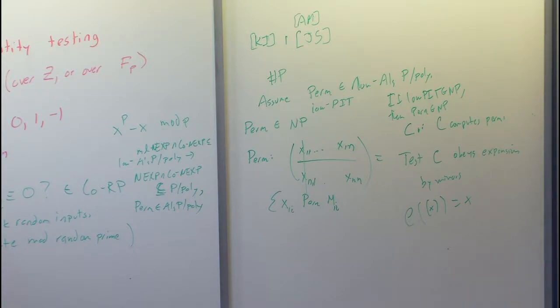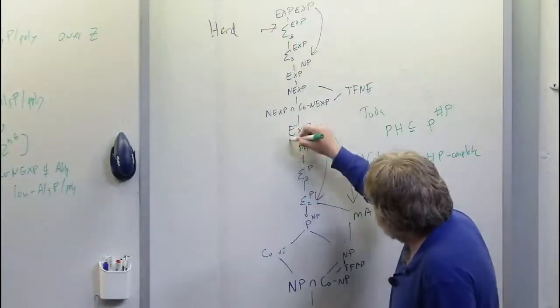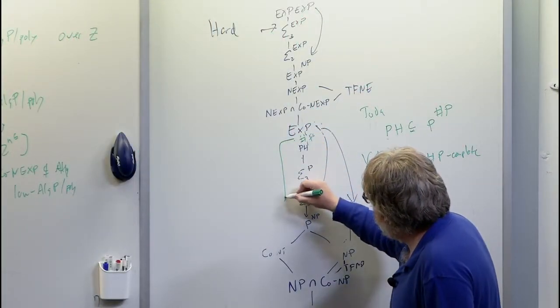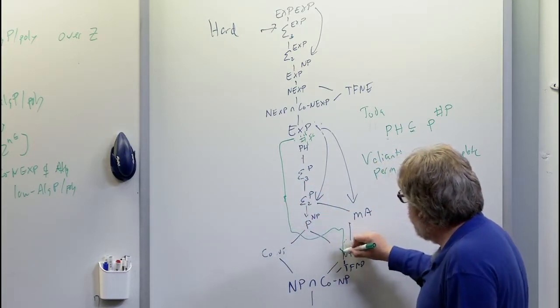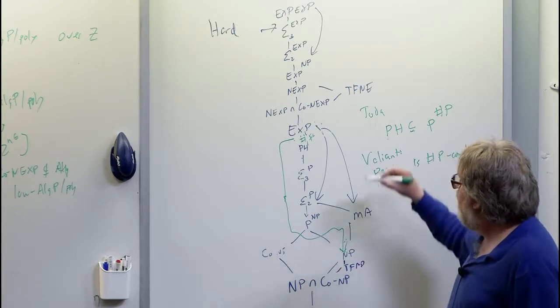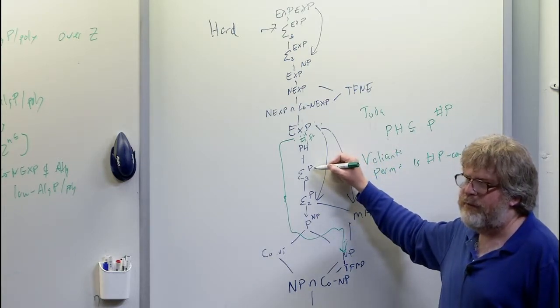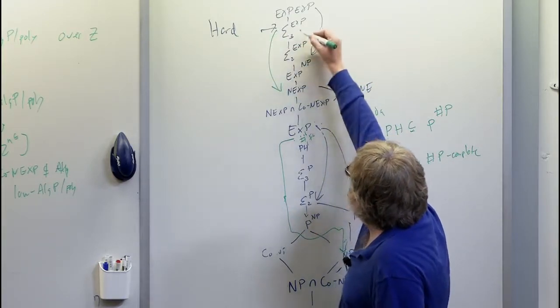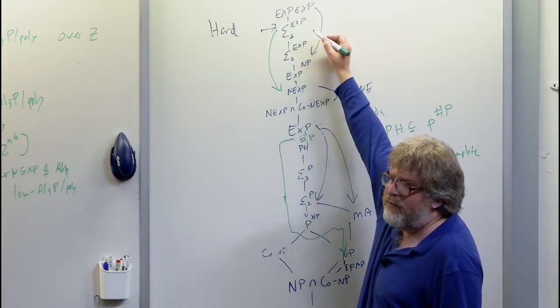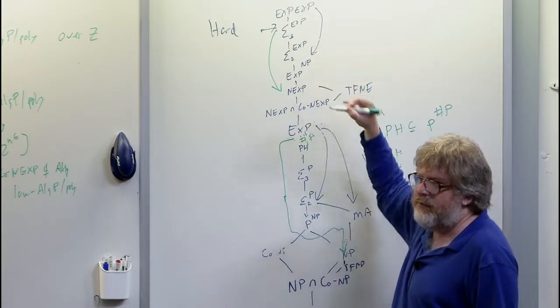And the permanent is complete for #P, so the permanent in NP collapses all of this mess down to NP. In particular, it contains Sigma_3 P. And so when we go all the way up here, that hard function that we know exists collapses down to NEXP.